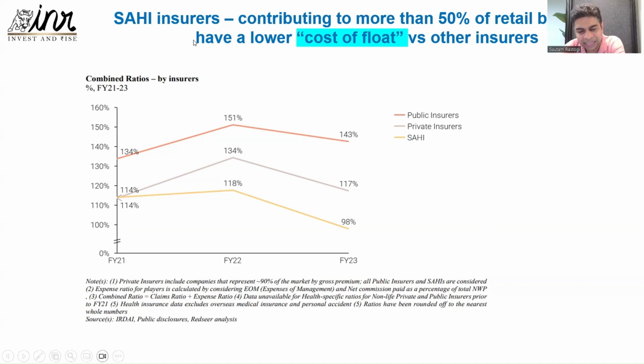So Sahi or standalone health insurers have a lower cost of float versus other insurers. Basically, what we are saying is they have a lower combined ratio vis-a-vis other insurers. So again, we are trying to establish the attractiveness of Sahi insurers in this slide, especially in the retail segment, where we are saying Sahi insurers are doing a pretty good job at managing their cost of float or combined ratio.